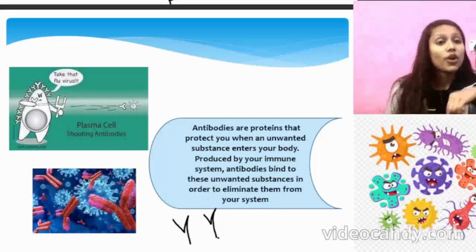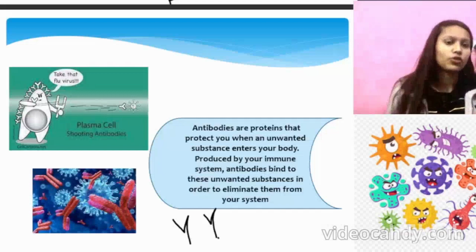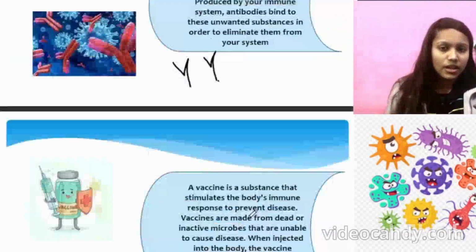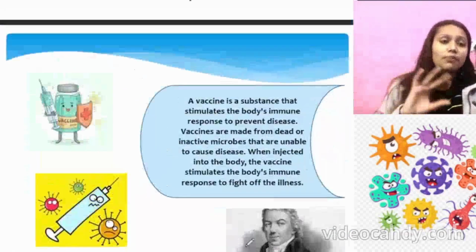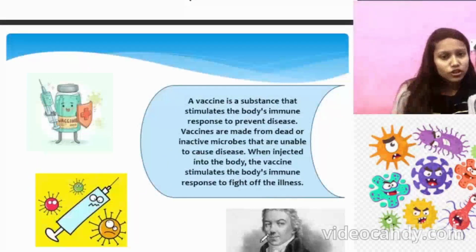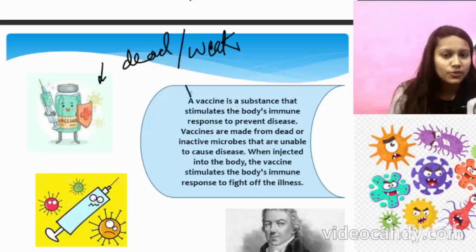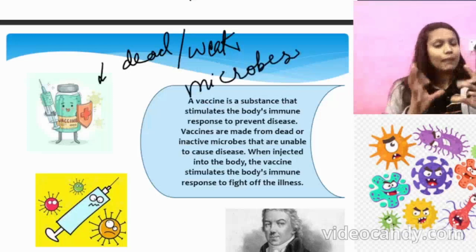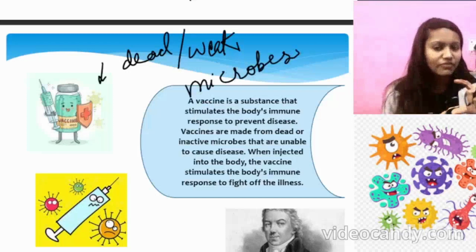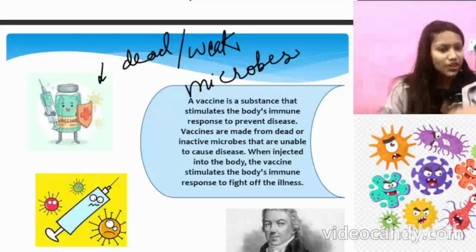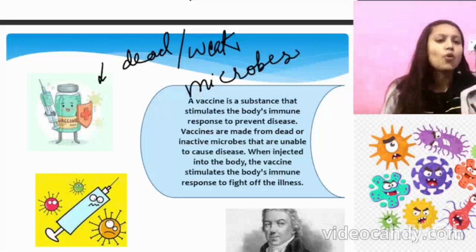And then we had to develop a vaccine for that. Now, what is a vaccine? A vaccine is a kind of biological preparation in which we use dead and weakened microbes. A chemical substance is prepared from these dead and weakened microbes, and then it is injected into our body, or sometimes given orally to the person.